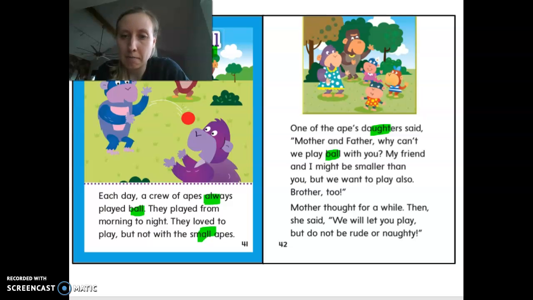My friend and I might be smaller than you, but we want to play also. Brother too." Mother thought, there's thought for a while. Then she said, "We will let you play, but do not be rude or naughty."